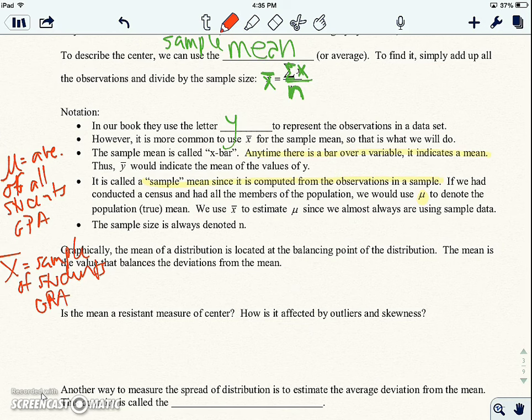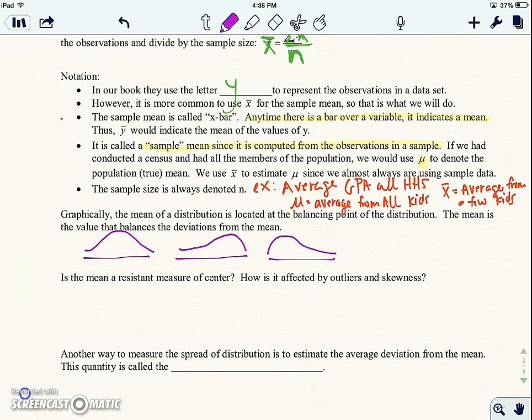Graphically, the mean of a distribution is located at the balancing point of the distribution. The mean is the value that balances the deviations from the mean. All right, I paused it so I could make the writing better there in regards to the average GPAs. And then I wanted to draw this. So I said again that graphically the mean of a distribution is located at the balancing point of the distribution. The mean is the value that balances the deviations from the mean.